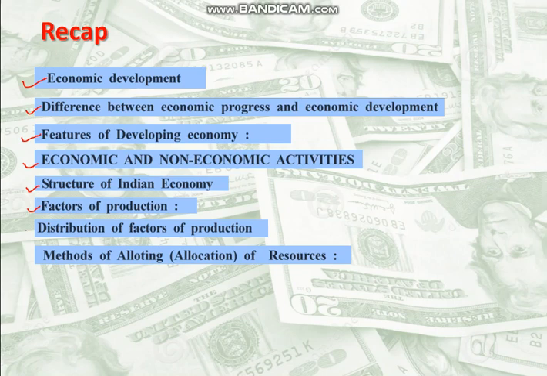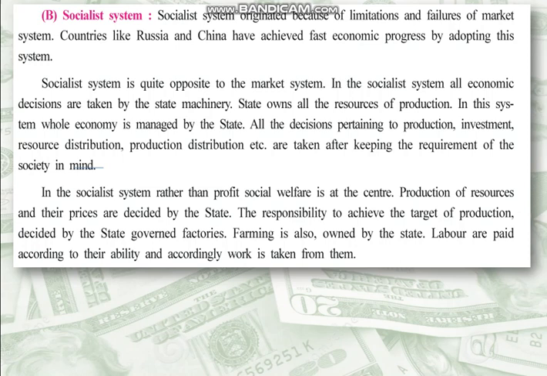The next topic that we learned was distribution of factors of production related to the needs. And the last topic that we did in the previous lecture was methods of allocation of resources. In that, we had seen the capitalist or the market allocation system. Now we are going to see the second type of allocation system, that is known as the socialist system. So without wasting time, let's go into it.